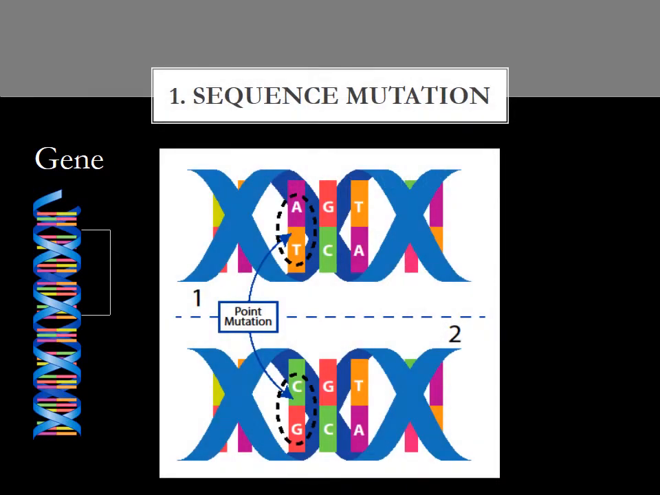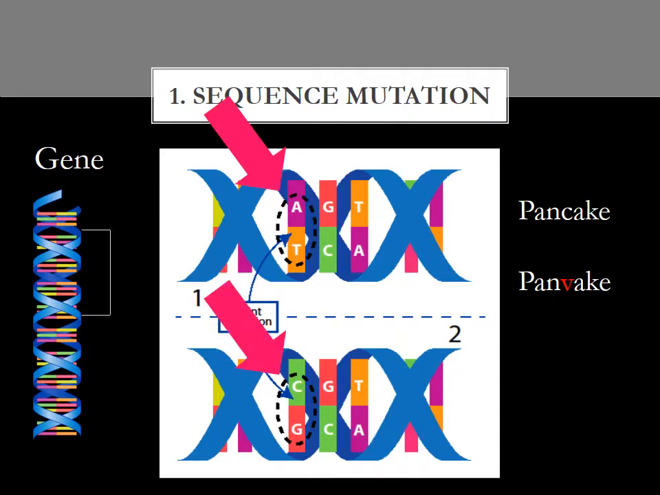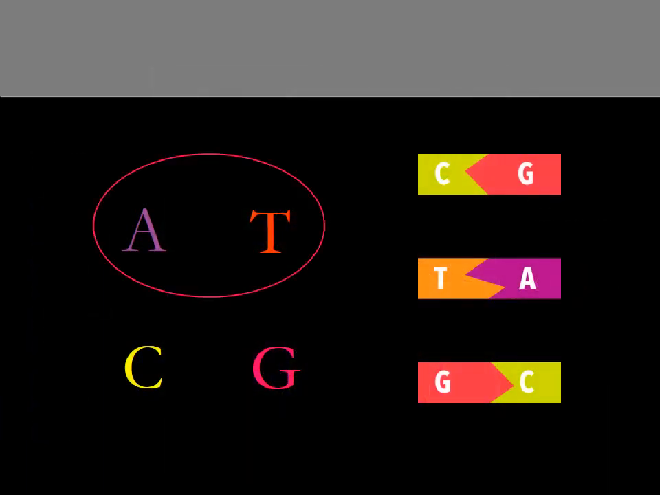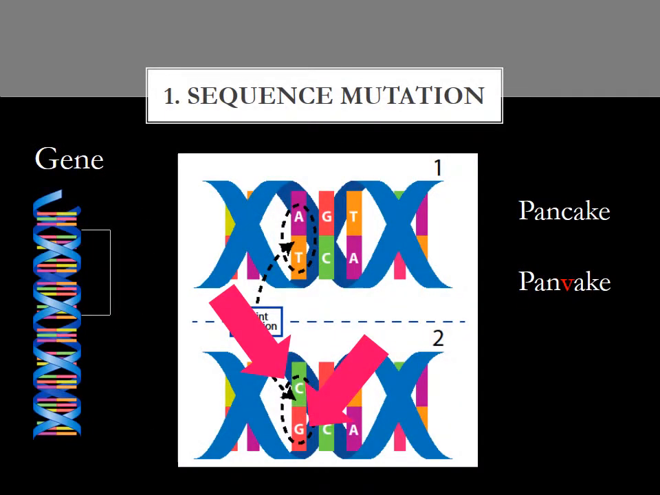A sequence mutation, sometimes called a point mutation, happens when one nucleotide base is substituted for another, kind of like when a V is substituted for the C in pancake. As this strand of DNA was copied, this A was replaced by a C. Since A always joins with T and C always joins with G, the new C would have to join with a G. In this way, both bases are replaced by others.